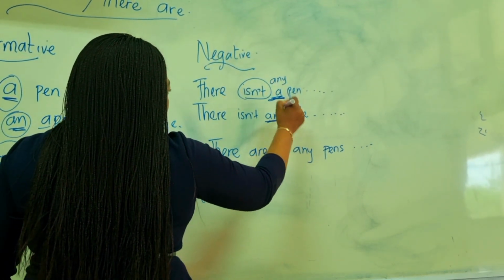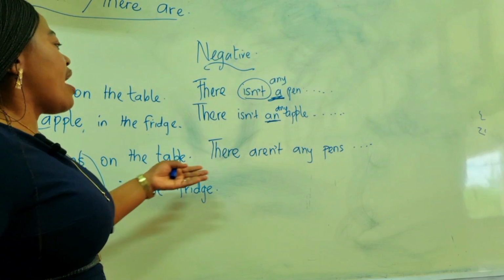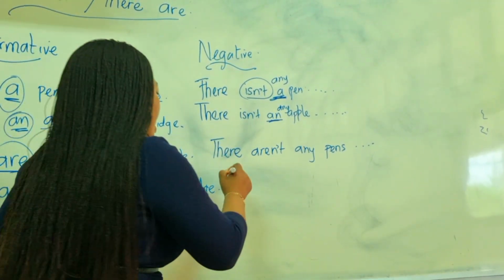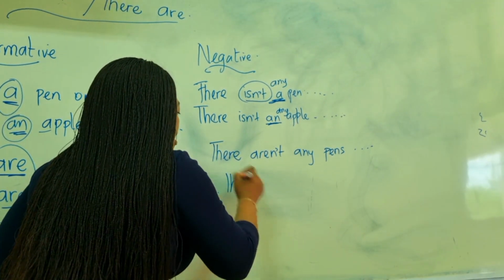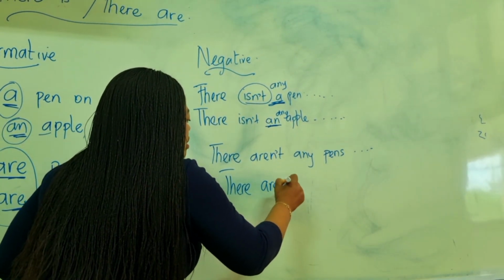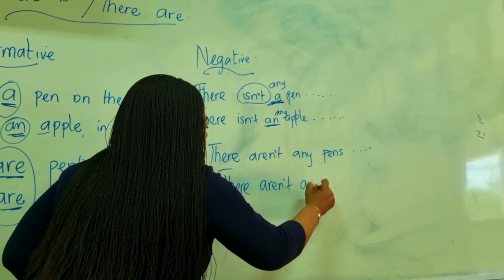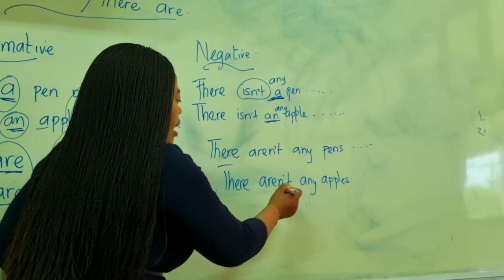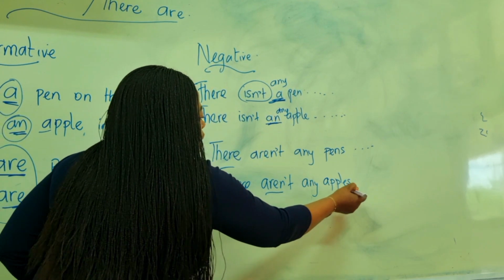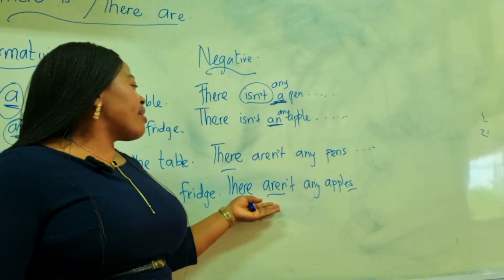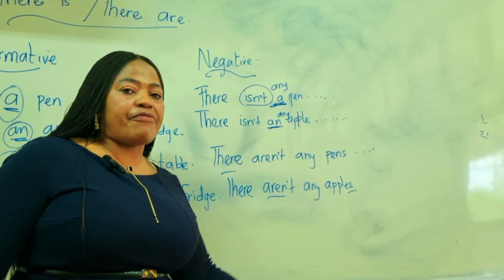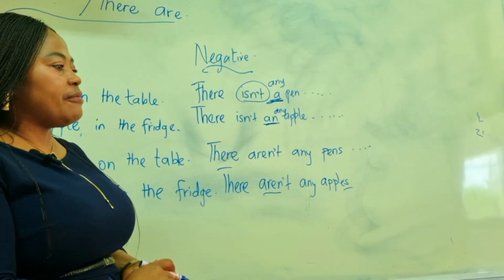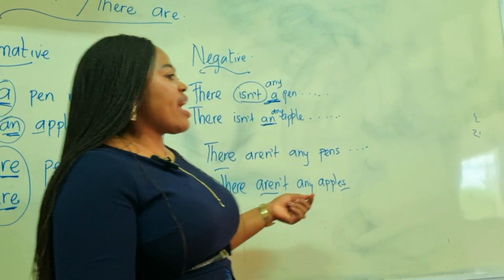That's still another lesson for another day. So there aren't any pens on the table, or there aren't any apples. You see the S, because it's plural. We are still dealing with the plural form. So there aren't any apples in the fridge. That's for negative.